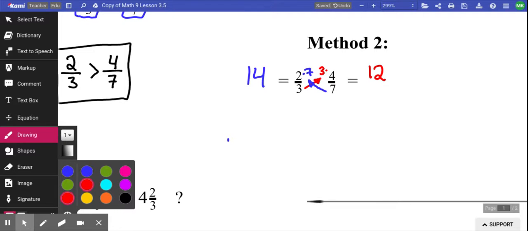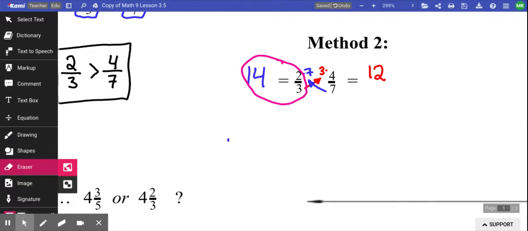And all you need to do is figure out which number is bigger, 14 or 12. 14 is the bigger number. That means this fraction was the bigger fraction. So you don't actually even have to get a common denominator. You just have to cross multiply and compare the numerators and see which one gets bigger. Either way, we came out with 14.